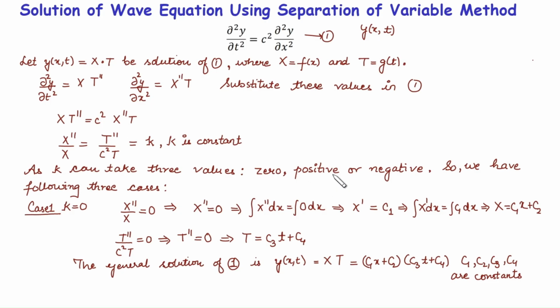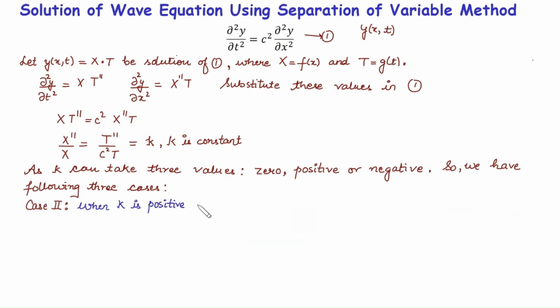Now we consider the constant as positive. So if k is positive, let k be equal to p square. Substitute here and derive the ordinary differential equations. So we have the second order derivative of X by X is equal to p square. On the other hand, the second order derivative of T divided by c square into T is equal to p square.